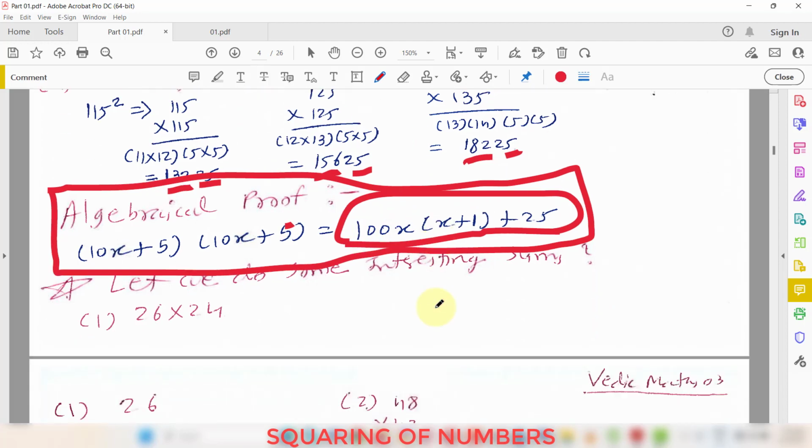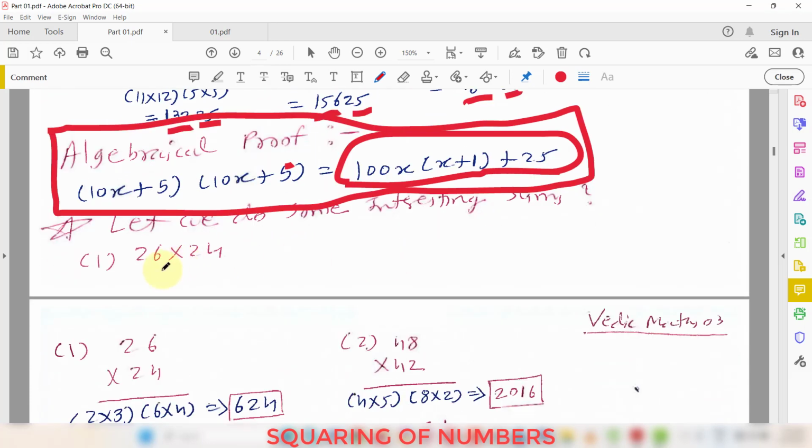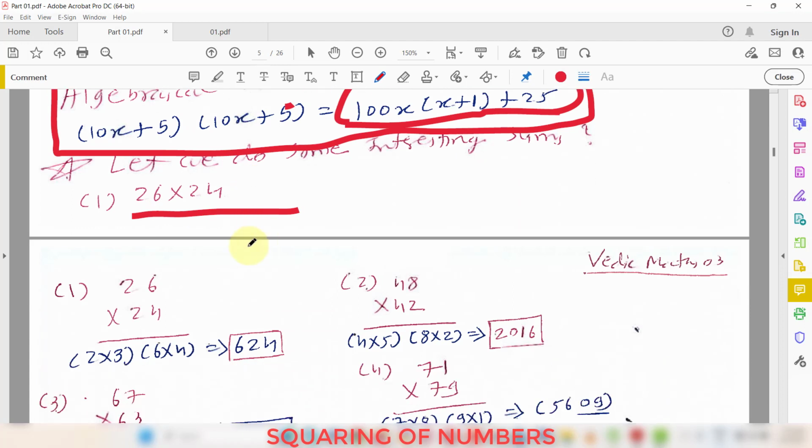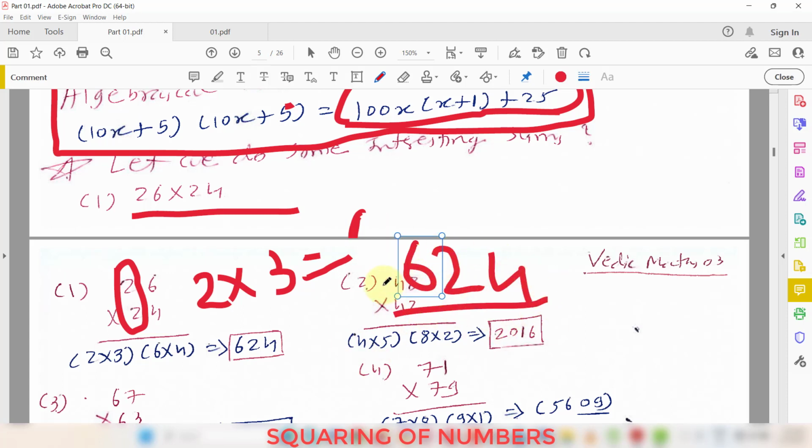Now let me do some more interesting sums using this technique. Let's say 26 times 24. So what comes after the 2? The technique will be the same. What comes after the 2? That is 3. So 2 times 3, right? That is 6. And 6 times 4, that is 24. So my final answer will be 624. So this is how you can derive.